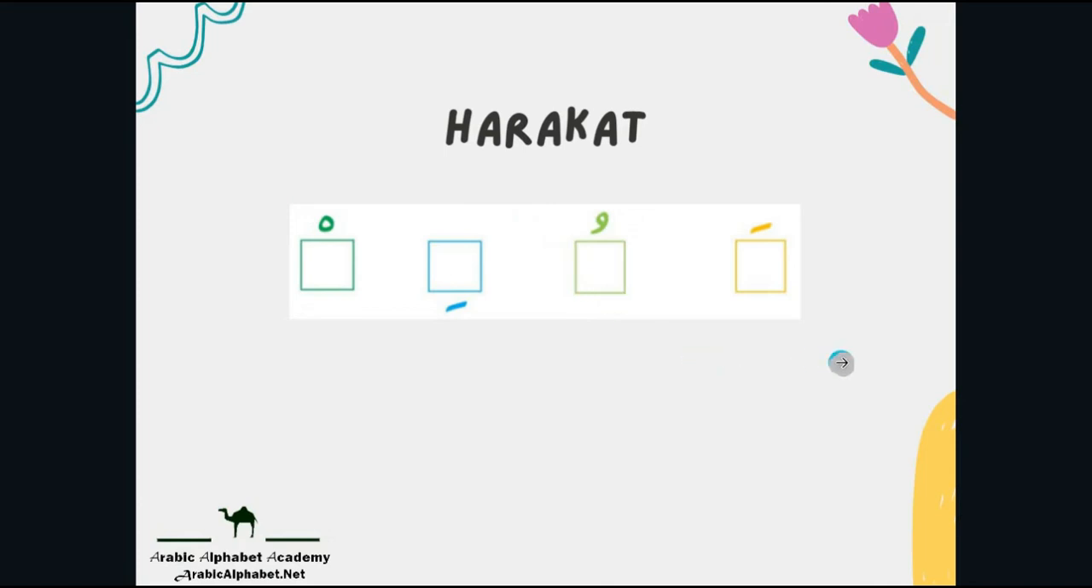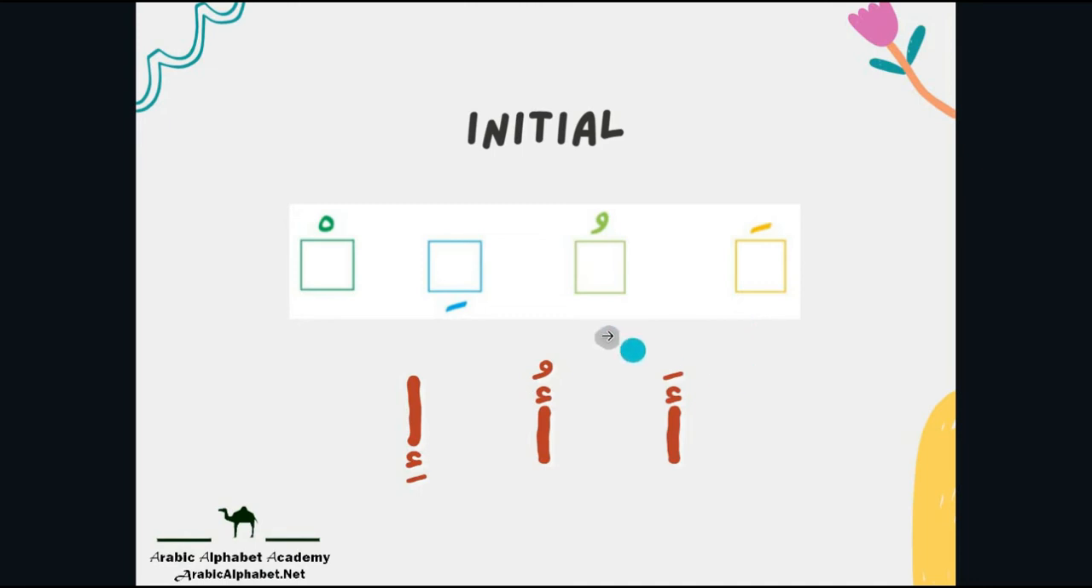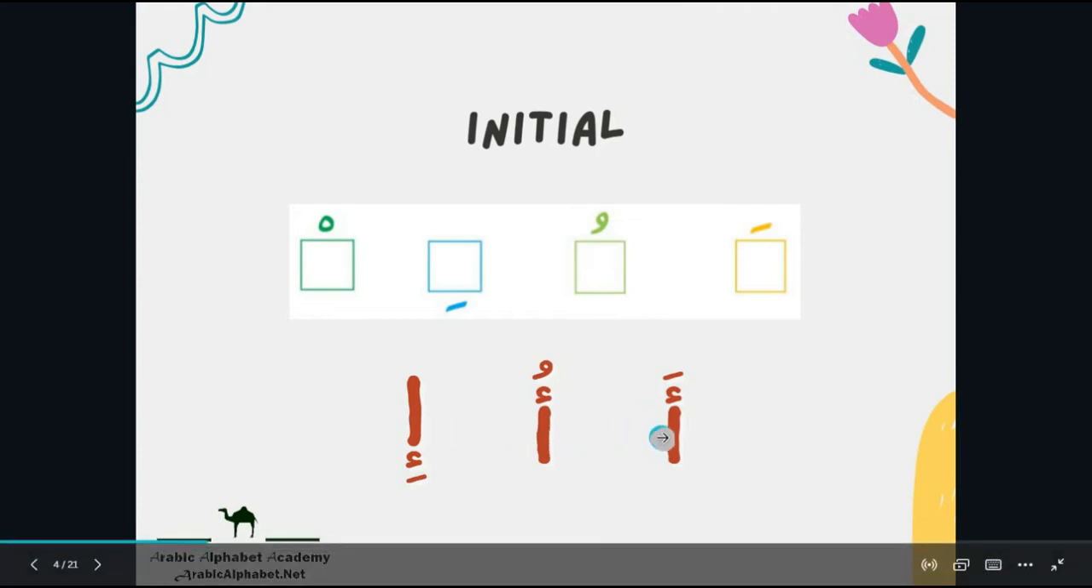Now let's start when the Hamza is in the beginning of the word. When the Hamza is in the beginning of the word, we have only the case of the Hamza on Alif, like this. Now let's read them all with the harakat: A, U, E. The words in Arabic don't start with sukoun.